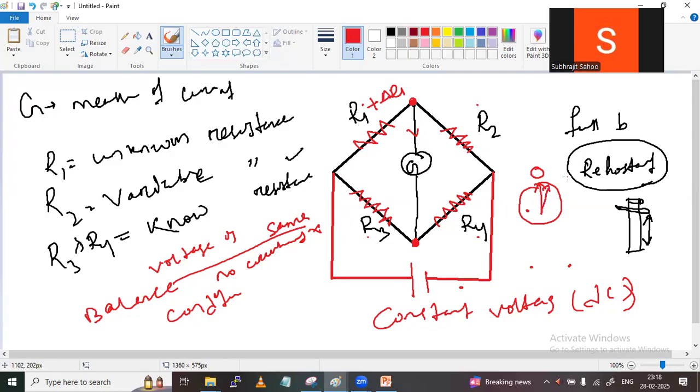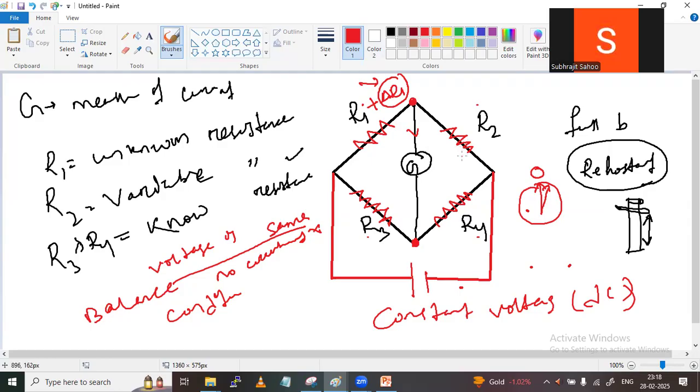It was earlier in the null position. Because of this del R1 change, what will happen? The voltage difference will be created here, causing a current flow in this circuit, and the galvanometer will show a deflection, a reading will be shown. Now how much this del R1 has increased, I don't know. This is completely unknown. How much this del R1 is increased or decreased, I don't know.